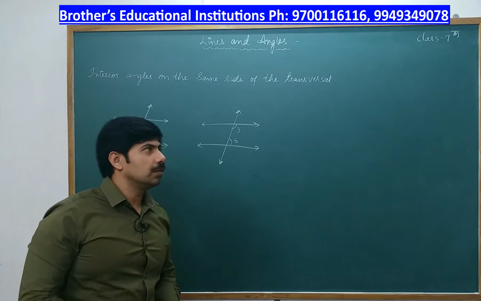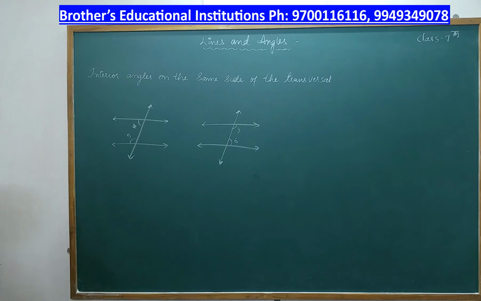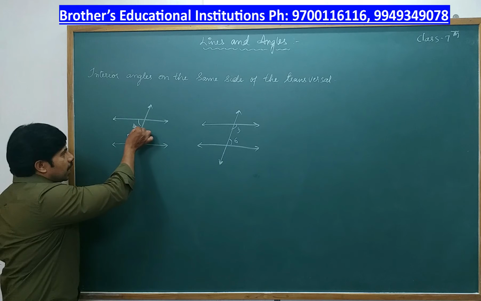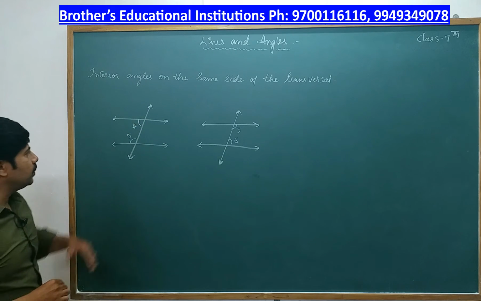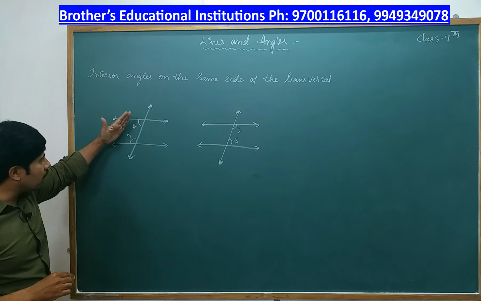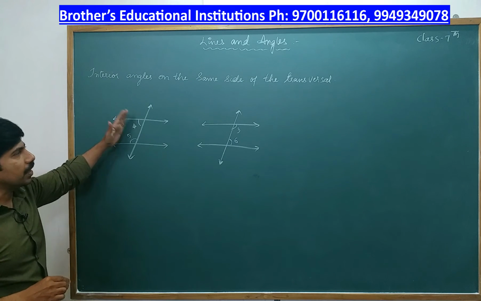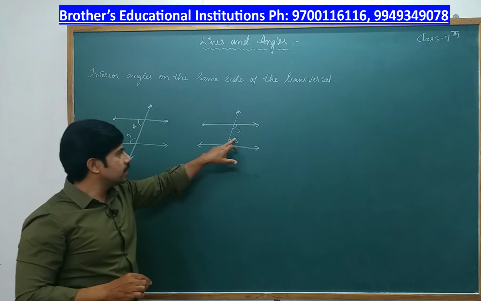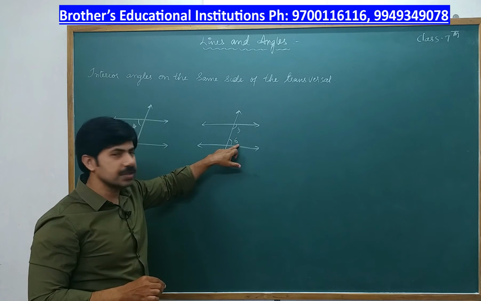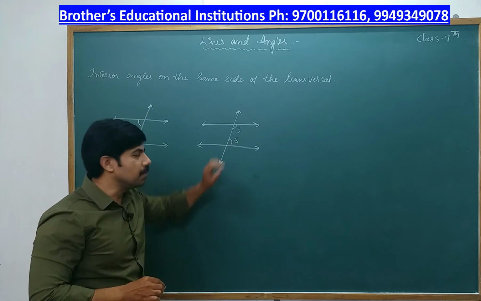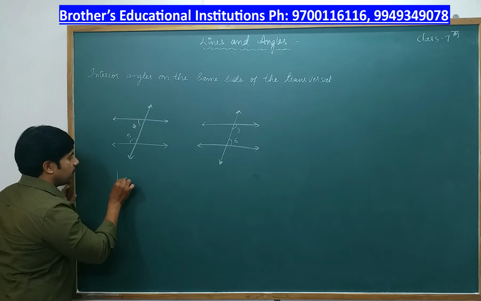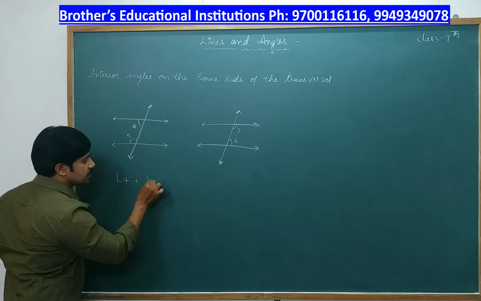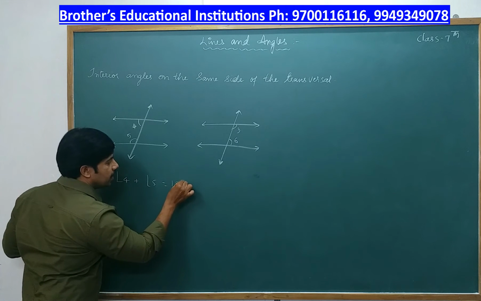Yeah. So now, interior angles on the same side of a transversal. See, interior angles on the same side, angle 4 and angle 5, are the two angles which are interior and are on the same side of a transversal. Okay, the second figure, same thing, interior angles on the same side of a transversal. Remember, the sum of interior angles on the same side of a transversal is 180 degrees.